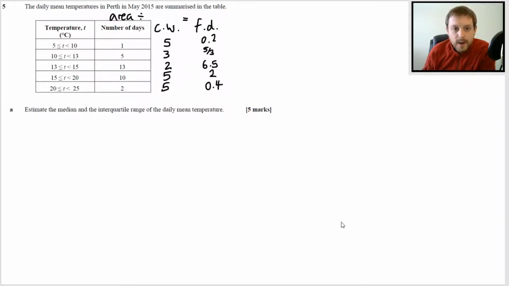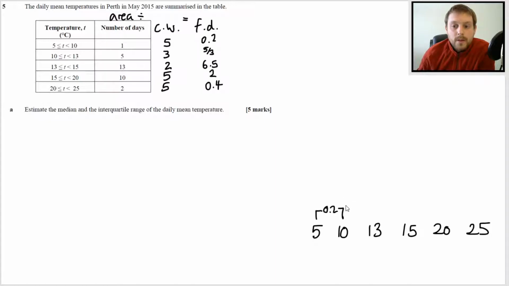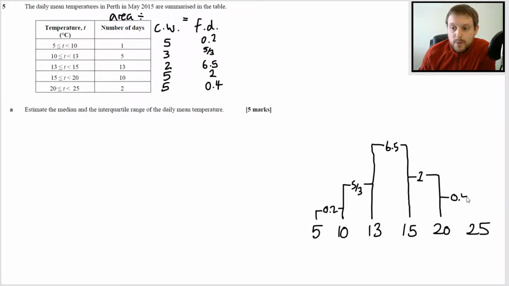So the sketch of the histogram goes 5, 10, 13, 15, 20, 25. Not worried about actually drawing it accurately along the bottom here, because I'm going to work out for myself how wide it actually is when it comes down to it. And then that goes up to 0.2. 5/3 is 1.666, so it's going to be a little bit bigger than this, obviously. Not that it matters if I've drawn it accurately or not, remember. And then this goes all the way up to 6.5. Not going to worry about it being to scale. This would be up to 2. And this would be up to 0.4.